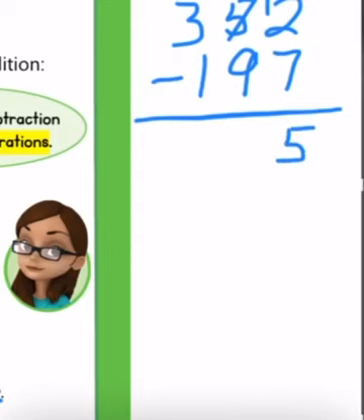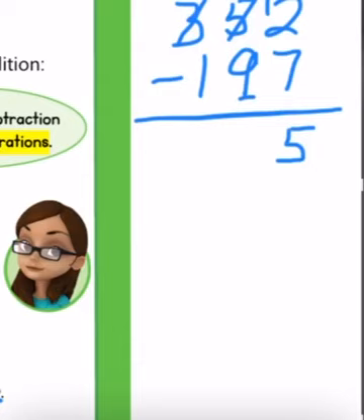Now I go back to my tens column, and I have 4 tens minus 9 tens. I don't have enough. I can't do 4 and take 9 away from it. So all I have to do is come over to my hundreds column, take 100 away, and now I have 2 of them. I convert that 100 into tens. 100 equals 10 tens. So I take those 10 tens and add them to the 4 tens I already had.